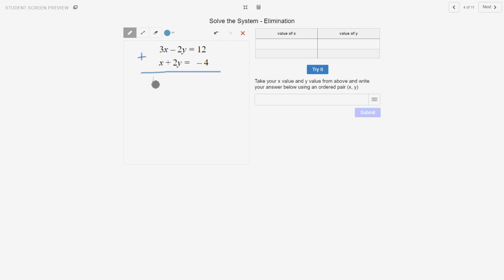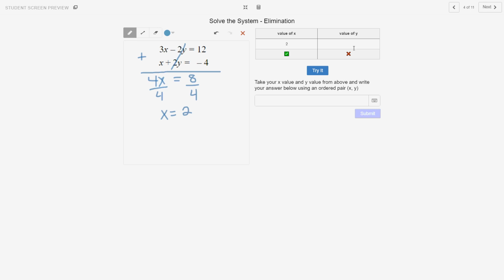3x plus x gives me 4x. Oops, that looks like a 9. Let's try that again. 4x. Negative 2y and positive 2y, they're opposites, so they're going to cancel each other out. 12 plus negative 4 gives me 8. Divide by 4, and x is 2. I'm going to plug that in and try it out. Yep, I've got the right answer. It gave me the green check.